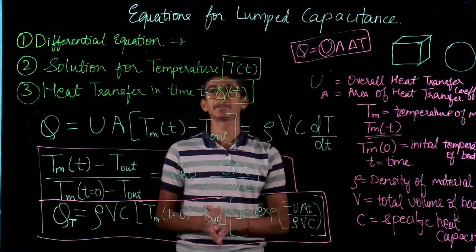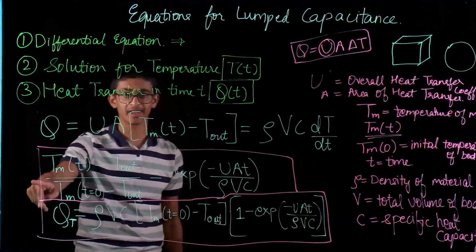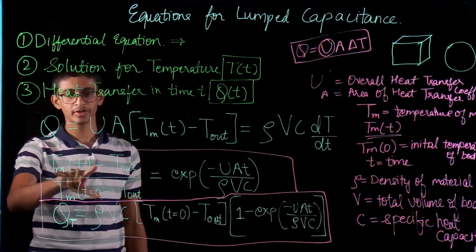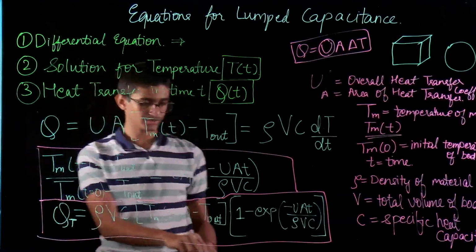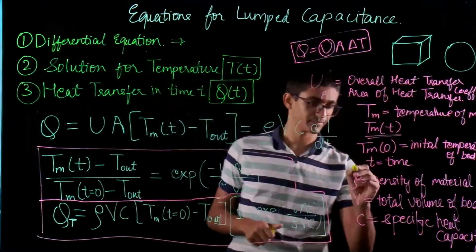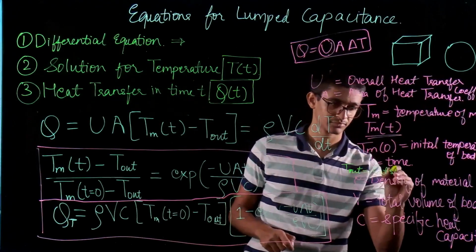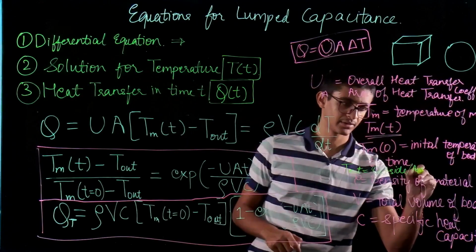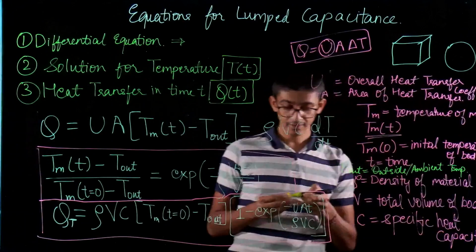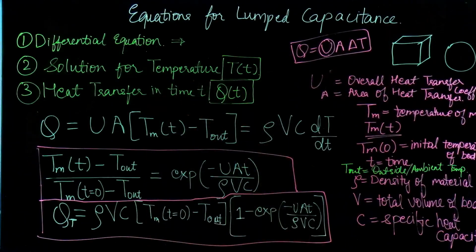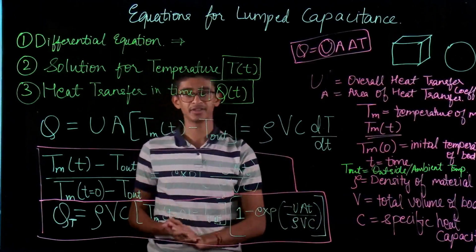I have defined all the factors, and in total, these are the 2 equations which we are going to use extensively in this module to solve for temperature. T out is the outside or ambient temperature, which I skipped earlier. And one of the key assumptions of my model is that the outside temperature is constant. The outside temperature doesn't change with time.